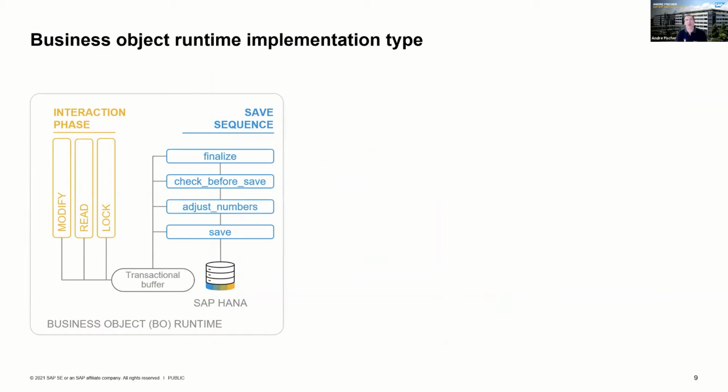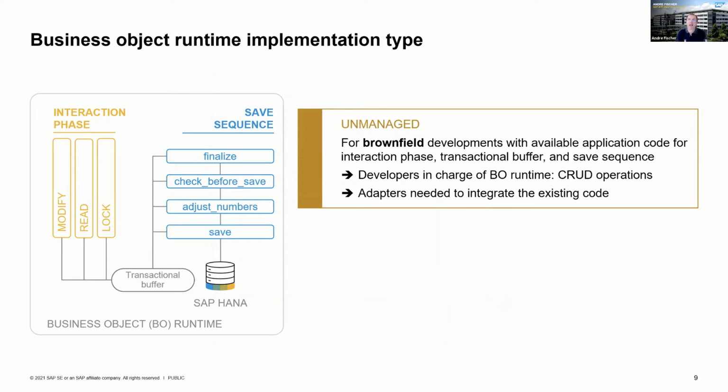When building a business object, we distinguish 2 types of implementations. One is called unmanaged. This is for so-called brownfield implementations, where you as a developer have to build each and everything. So for create, update, and delete, and also for reading. Reading is done by CDS. And what you are actually doing is building more or less an adapter that taps into your existing code.